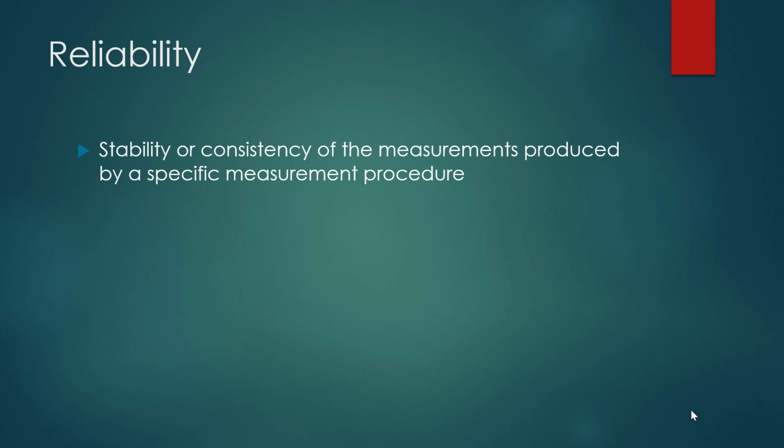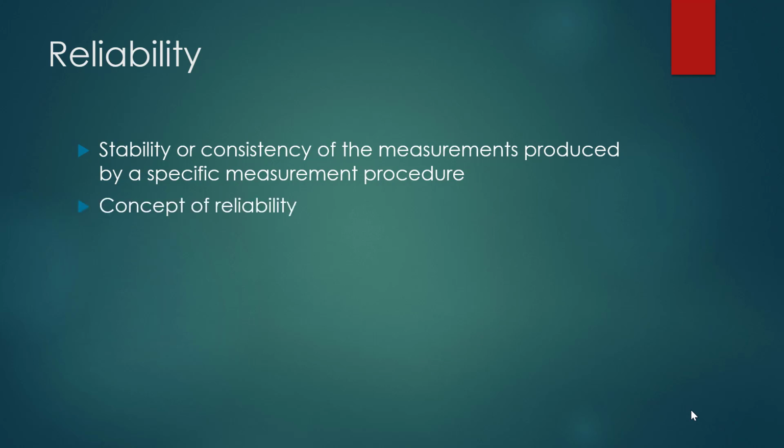When we say something's reliable, we say that it's stable or consistent, so that there's a consistency in the measurements produced by a specific procedure. So that if we measure something today with a certain tool, when we measure it again 6 months from now, we should get the same result. So there's that stability or consistency, unless, of course, something's intervened or changed.